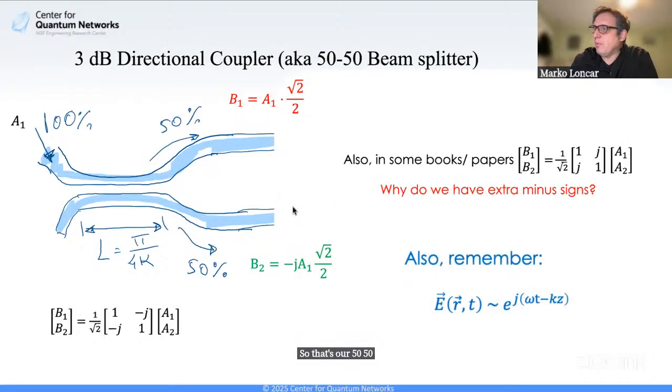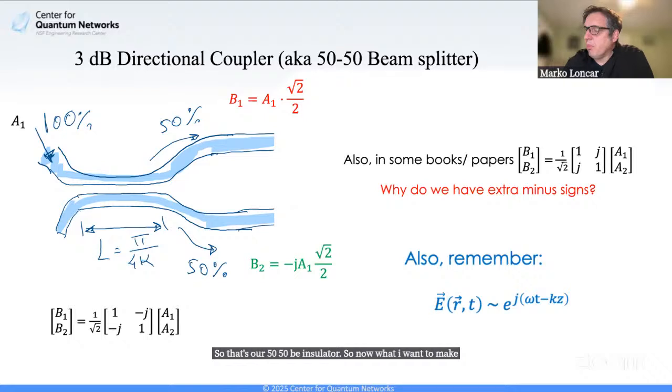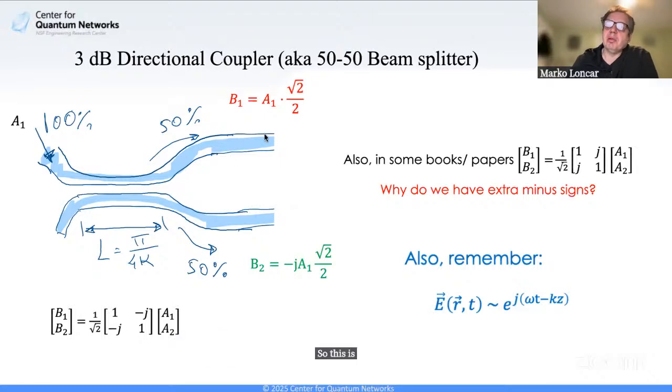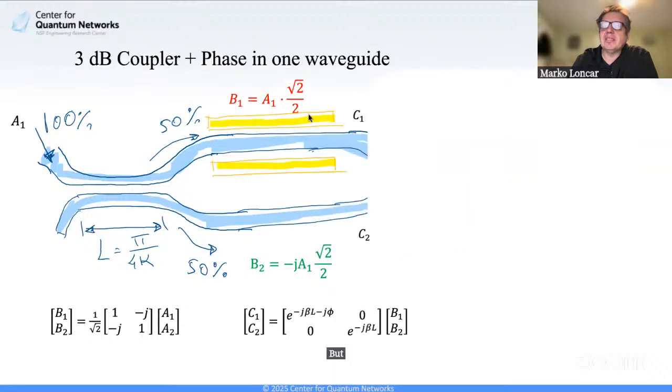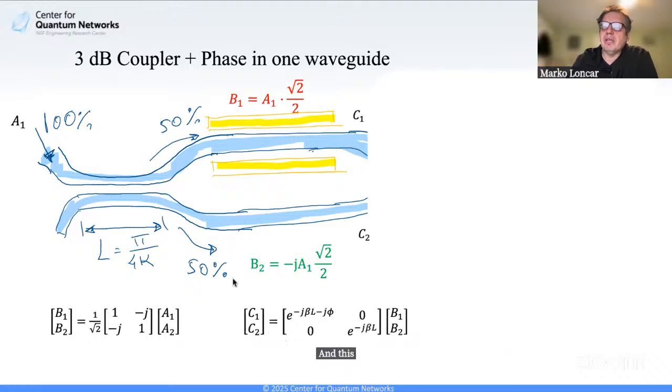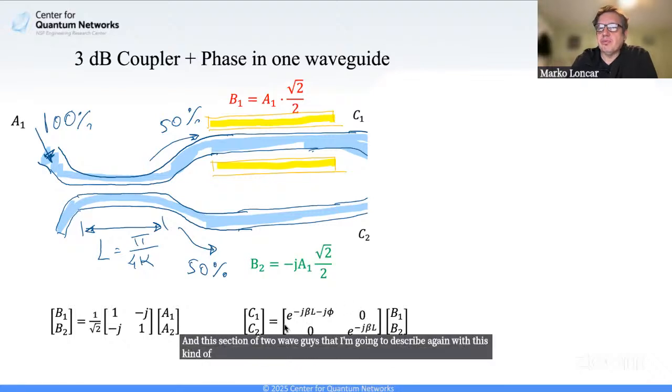Okay, so now what I want to make is a modulator: a Mach-Zehnder interferometer, modulator, switch. I told you at the beginning, a modulator is a very important component of optical communication, so I want to build this modulator. So this is a static beam splitter. It's always going to split light 50-50. But here's what I can do. I can add another section of waveguide with some electrodes around it. And this section of two waveguides I'm going to describe again with this kind of matrix formalism.